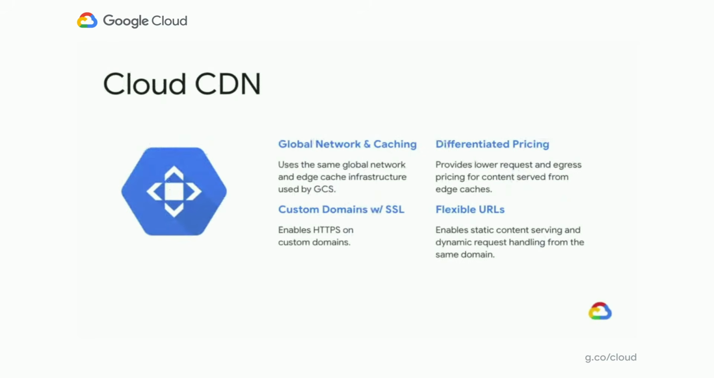What Cloud CDN does is it means that all of your reads don't go back and hit the cloud storage service. Only the cold misses, where you haven't recently accessed that storage, go back to cloud storage. So you won't have any egress charges from cloud storage. Those will all get handled by Cloud CDN instead. It also provides you with custom domains with SSL, some more flexibility on the URLs for access, but of course the number one reason is to access the differentiated pricing that's available through Cloud CDN.